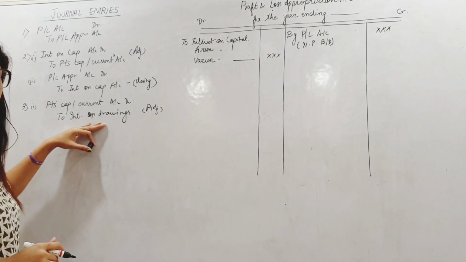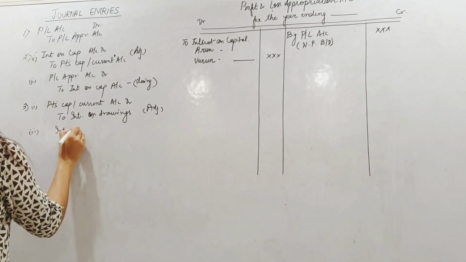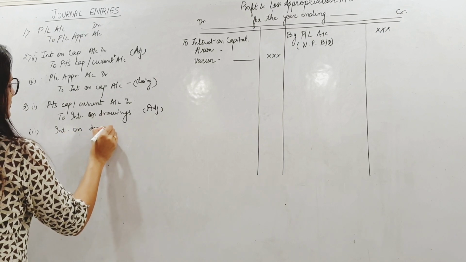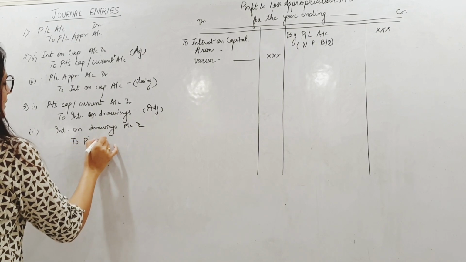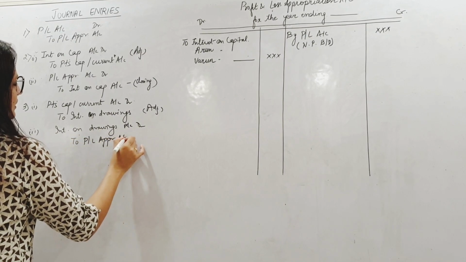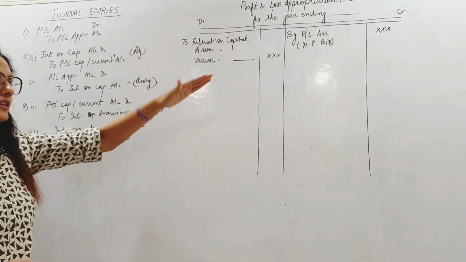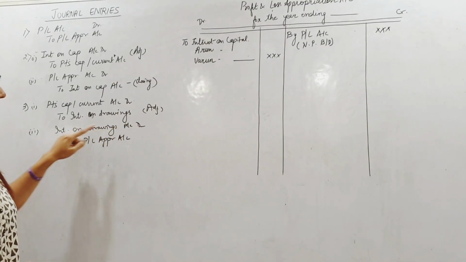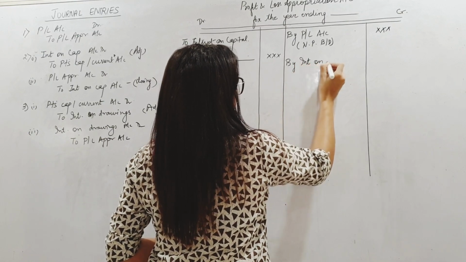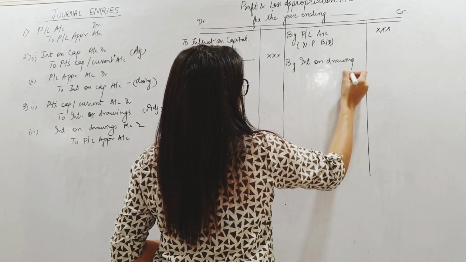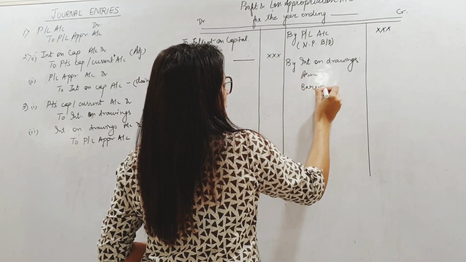How do we close this? Something that is credited, we need to debit it. So here we close it by debiting interest on drawings account and crediting profit and loss appropriation account. Since all incomes will come here, profit is there, interest on drawings will be there, right? So interest on drawings comes here as by interest on drawings from all the partners who are supposed to pay this.